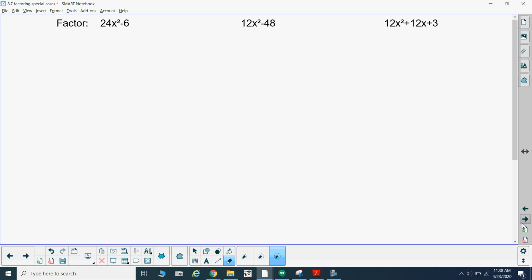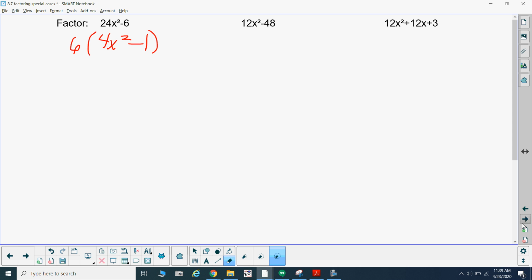Here, if you look, 24 is not a perfect square, and neither is 6. So am I stuck? Can I do anything? Well, yeah, because 24 and 6 both have a common factor of 6. So first I'm going to start by factoring 6 out. 6 times 4 is 24, so it would be 4x squared minus 1, because 6 divided by 6 is 1.